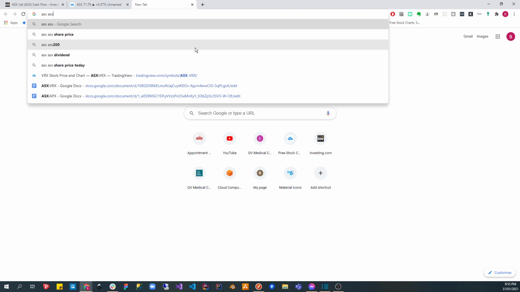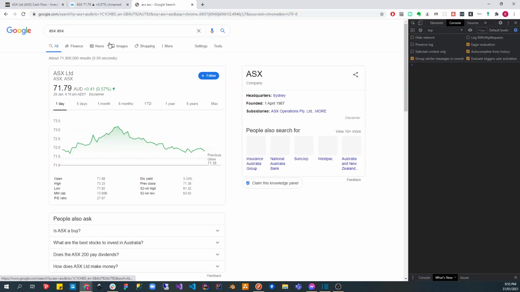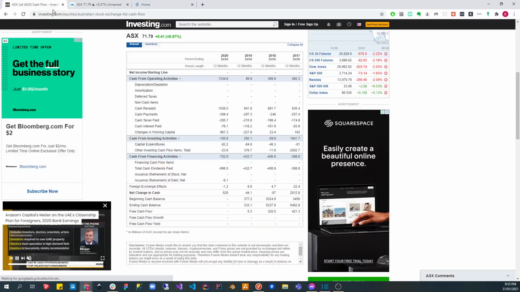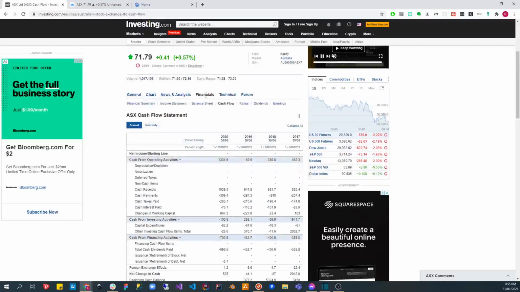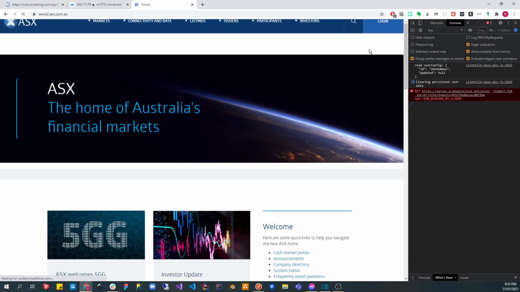Maybe we could go to ASX and find a dividend and see what it's like. I like to check dividends via the actual ASX website. 3.3%. That's not bad actually. All right, that's good. Looking good so far. Balance sheet. Just double checking.